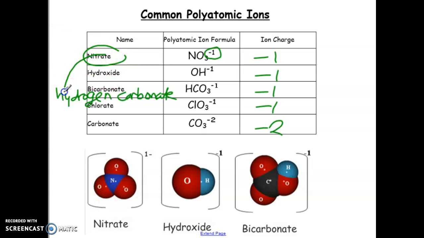So nitrate, that's this one here. The nitrogen and 3 oxygens are grouped together. All together, notice there are the brackets and the charge. When you're dealing with polyatomic ions, it's still an ion. The difference is it's not a single atom that's made this ion, it's a grouping of atoms.